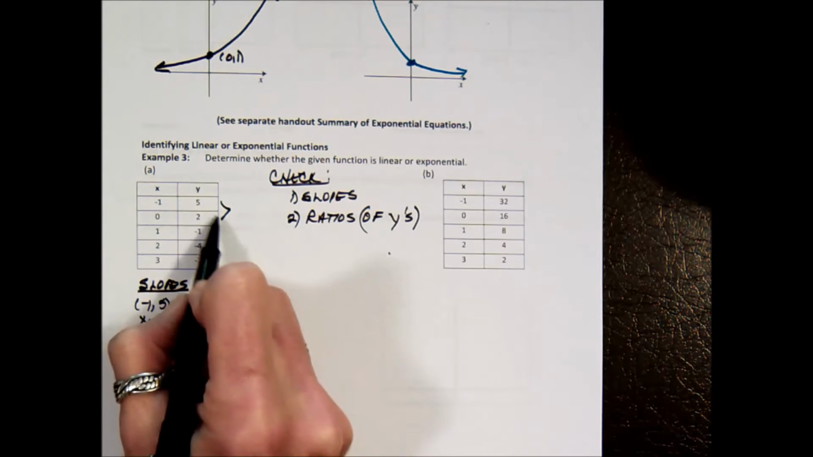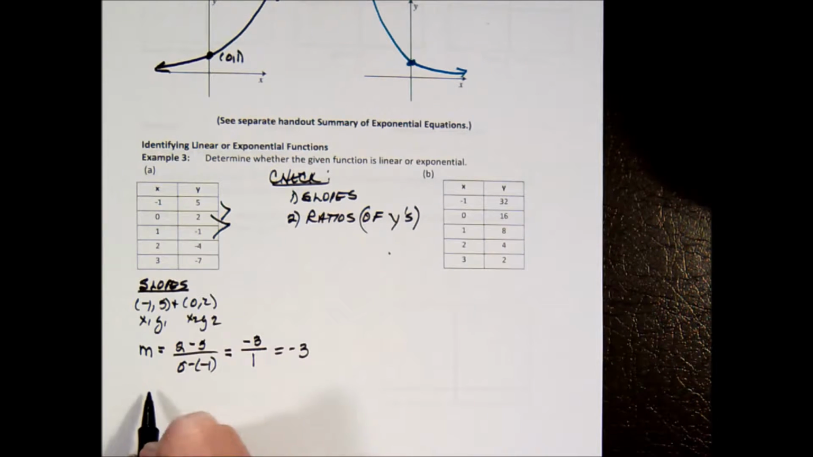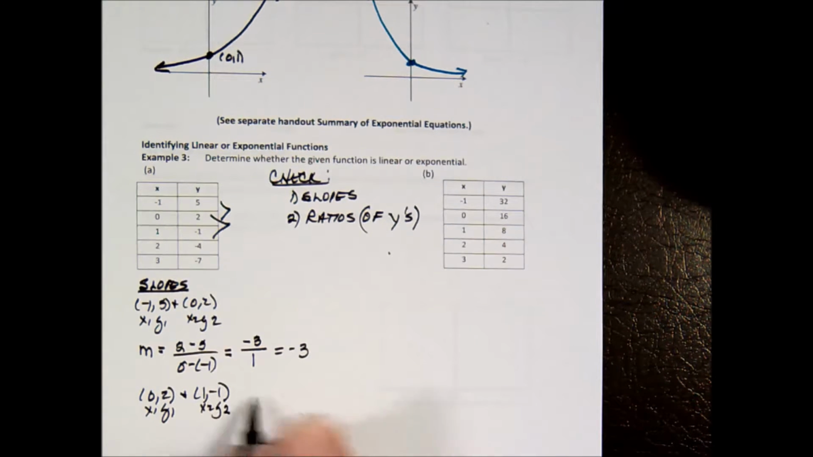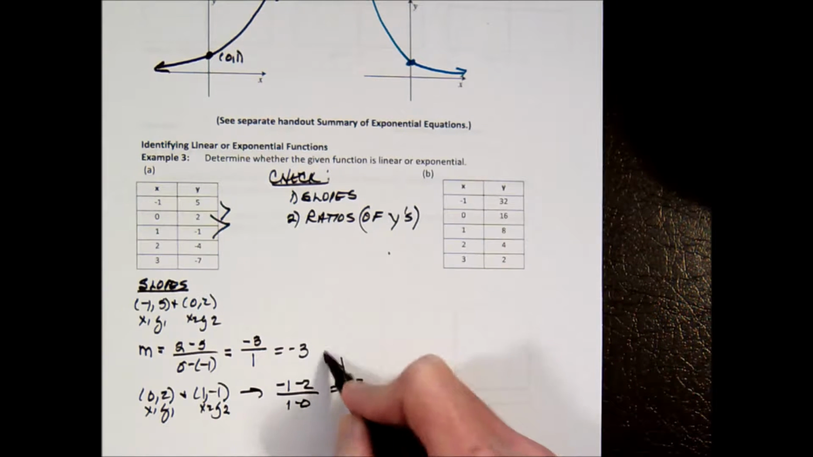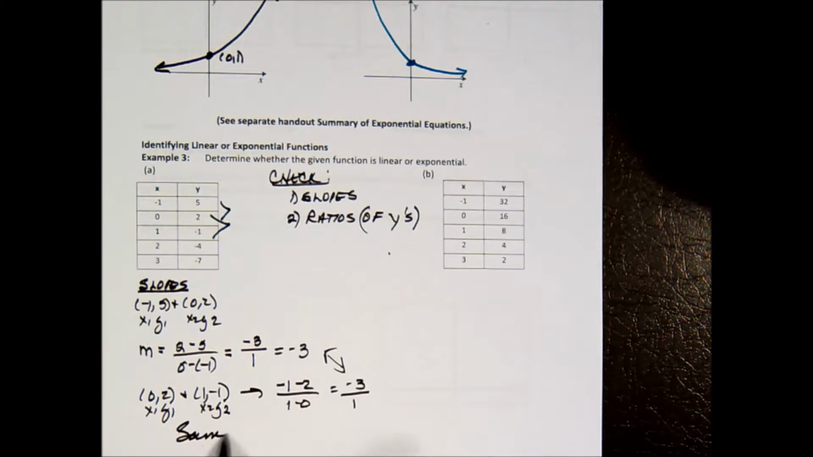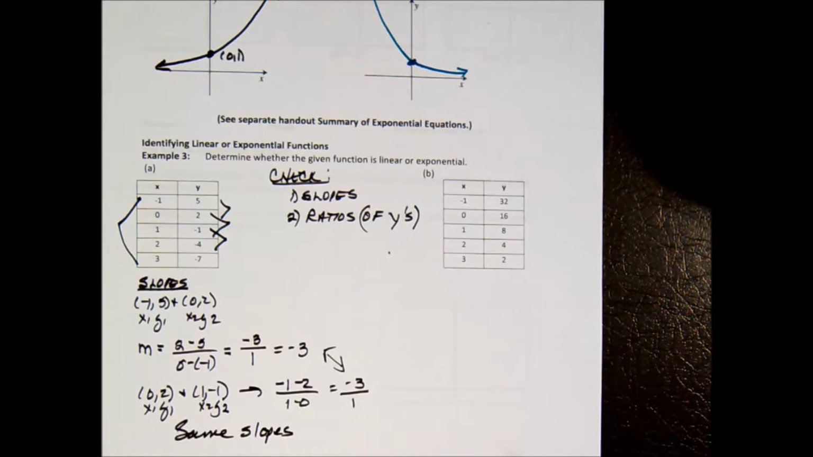Now we're going to check the slope between here and here. So we're checking it again. So I'm using 0, 2, and 1, -1. So x1, y1, x2, y2. That's going to give me -1 minus 2 over 1 minus 0, or -3 again over 1. The slopes are the same. So the same slopes between different points, and I could check any points. I could check between these two. I could check between this one and this one if I wanted. It's always going to be -3. If they all have the same slopes, that means this is linear.